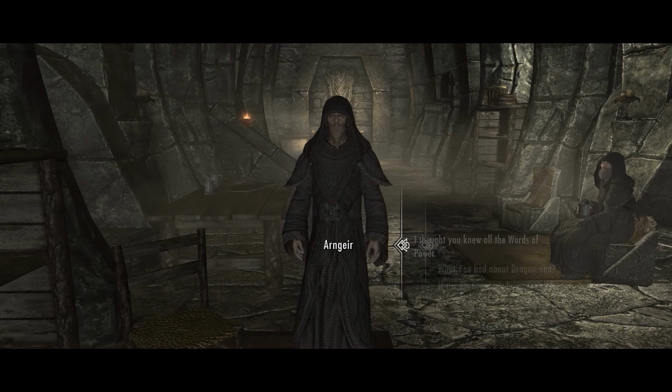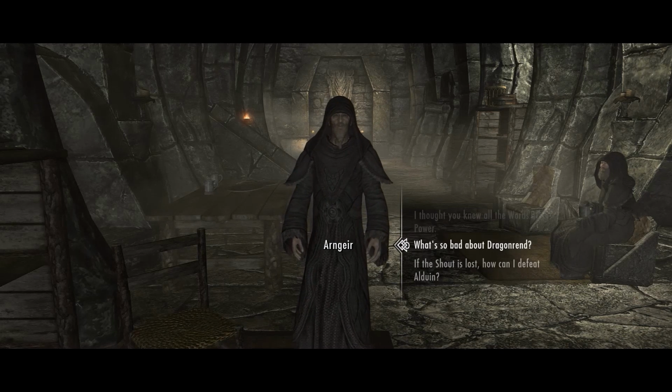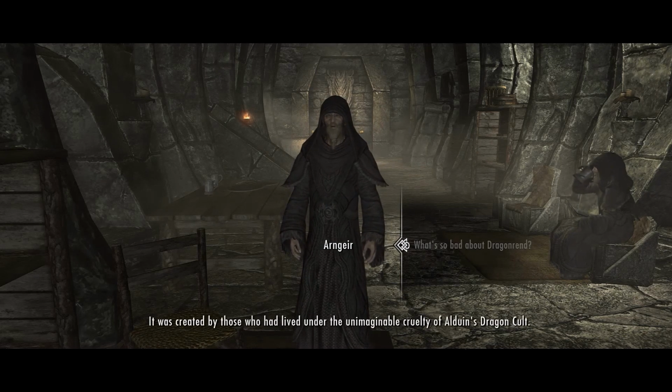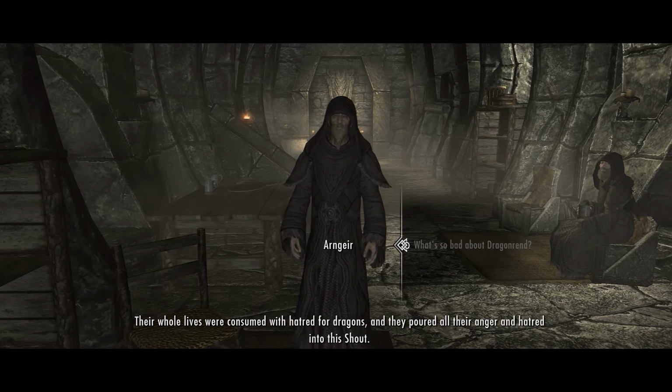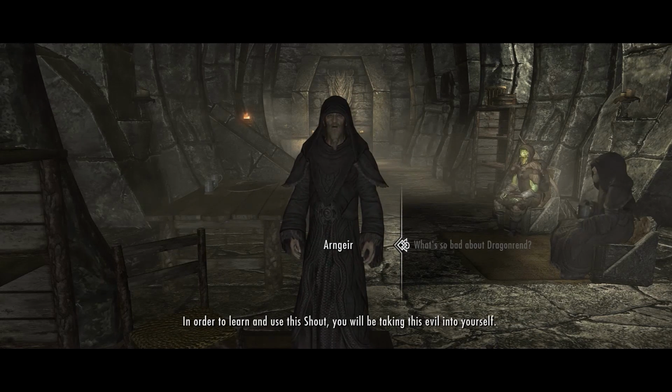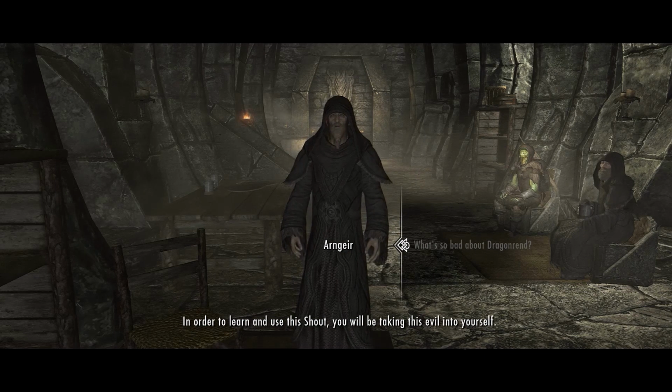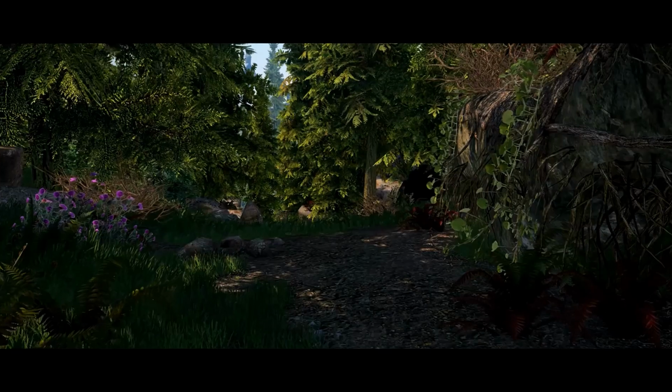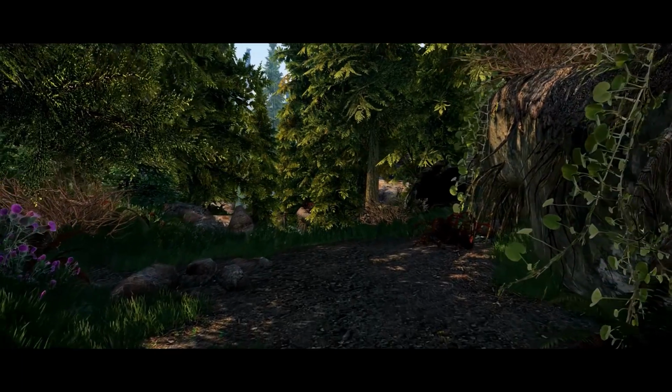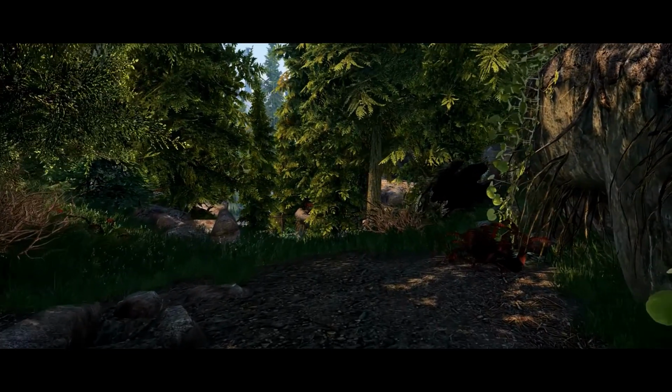Furthermore, he says that the shout we want to learn will affect us, because if we learn any shout, it will become part of us. But the nature of Dragon Rend, the shout which makes dragons mortal, will distort our soul because it's unnatural. In order to learn and use this shout, you will be taking this evil into yourself. And that's a lie. This shout will not affect us in any way, but we will fix it.